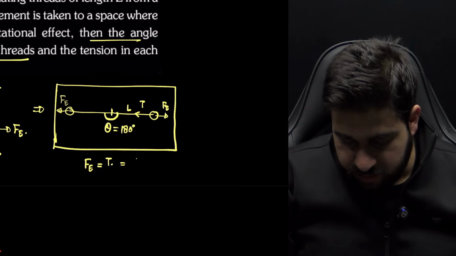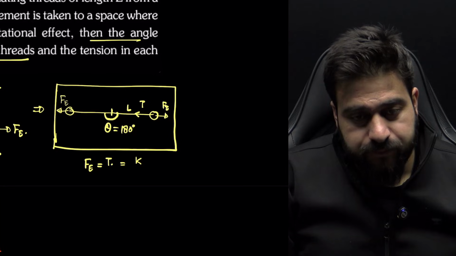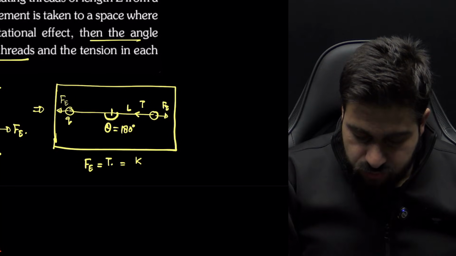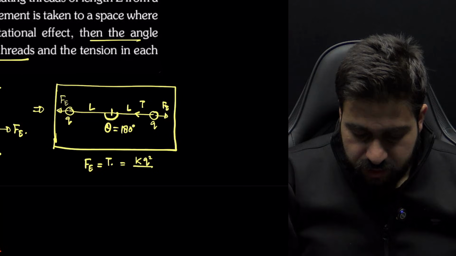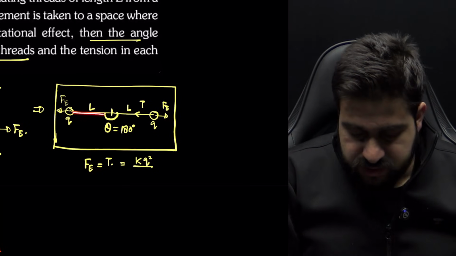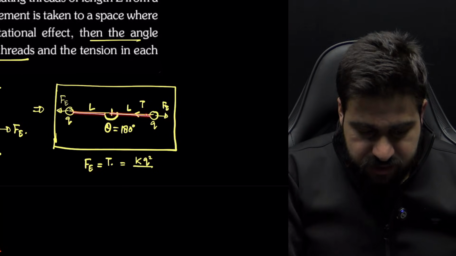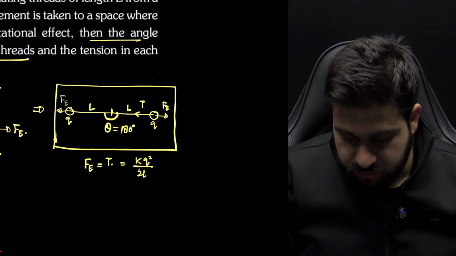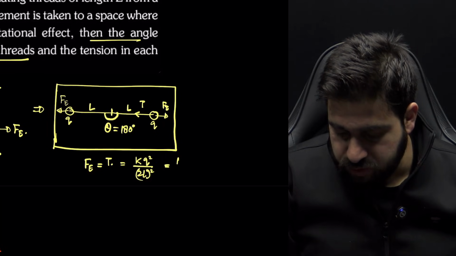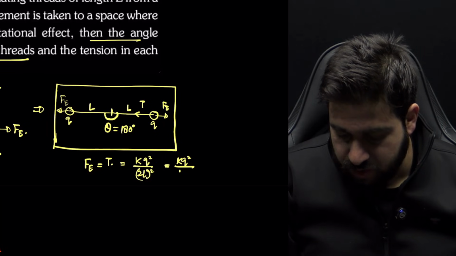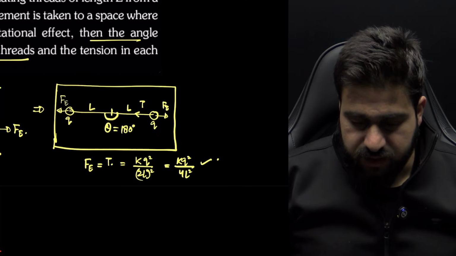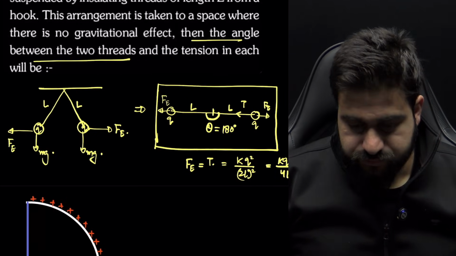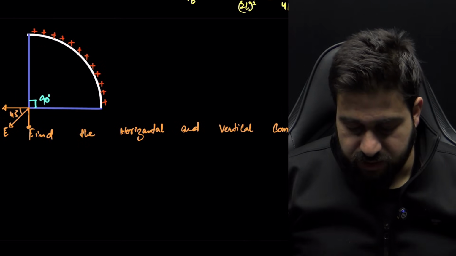And when it comes to electrostatic force, that is K Q square. This is Q, this is Q. K Q into Q is Q square divided by R square. And guys, this length is L, this length is L. L plus L is 2L. So I can say 2L whole square. So this will be K Q square divided by 4L square. This is going to be the electrostatic force.